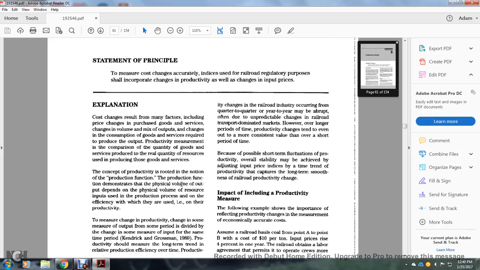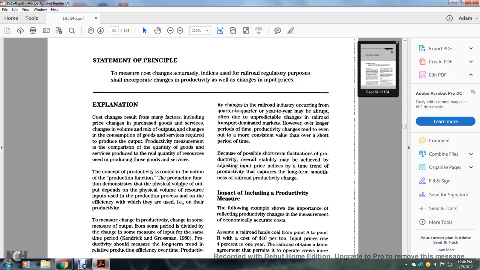The concept of productivity is rooted in the notion of the production function. The production function demonstrates the physical volume of the output dependent on the physical volume of the resources used in the production process and the efficiency with which they are used. Productivity change is the measure of the output, sum of the periods, divided by the change of the sum of the input, in the same time period.